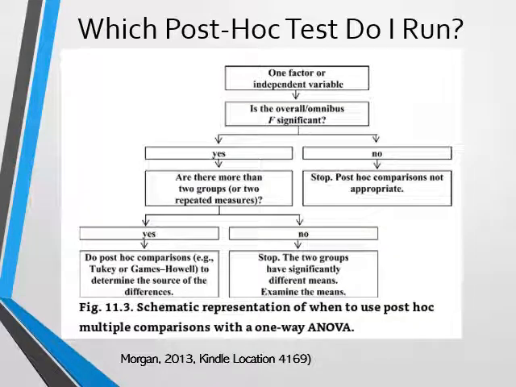How do you know which post hoc test to actually run? Once you've found that the p-value is statistically significant, then you determine if there are more than 2 groups. If there are more than 2 groups, then you would likely use the Tukey or Games-Howell post hoc test, with the Tukey being the most common post hoc test to use for a one-way ANOVA analysis, and this is the one that we used in our text.